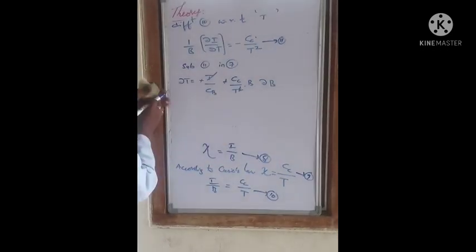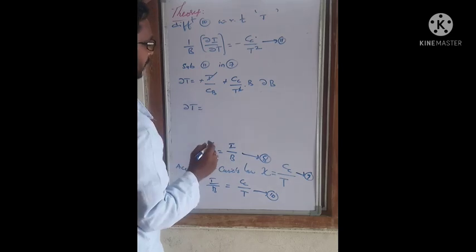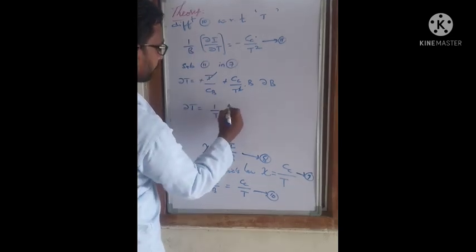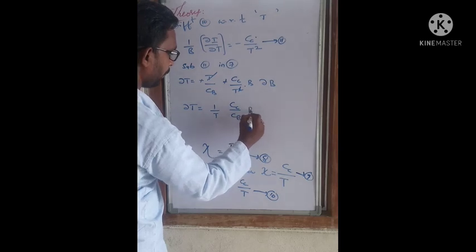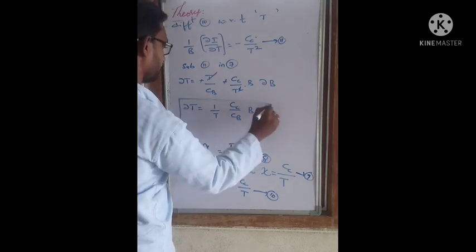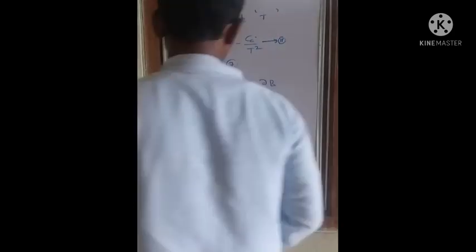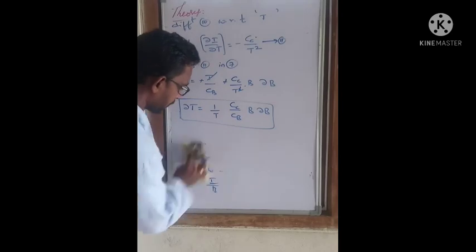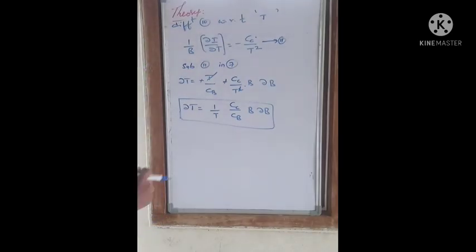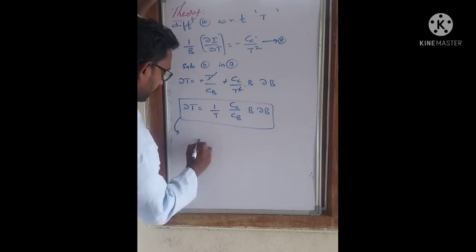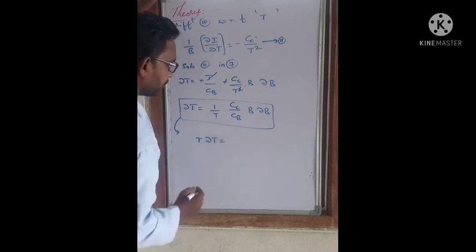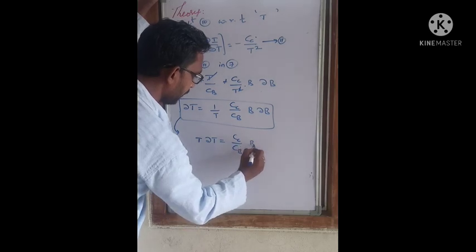So finally what we attain here, now the equation is 1 by T into Cc by Cb into B into dou B. This is the change in temperature of the paramagnetic substance. Now I am taking this equation as T into dou T equal to Cc by Cb B into dou B.